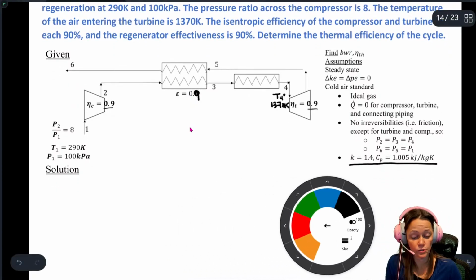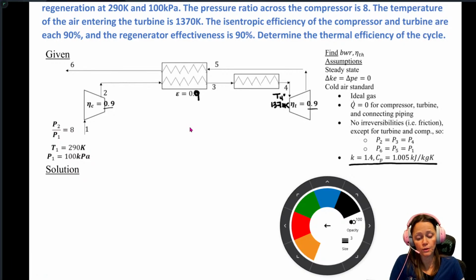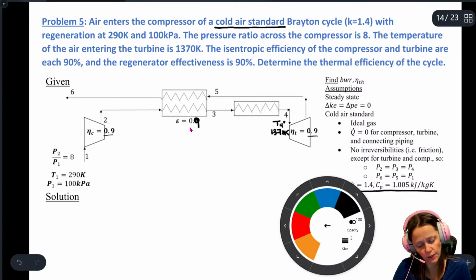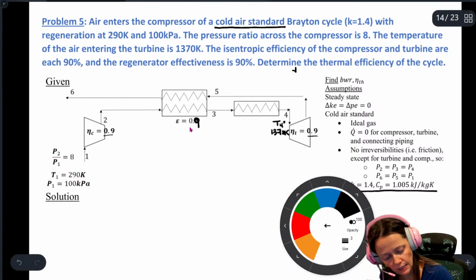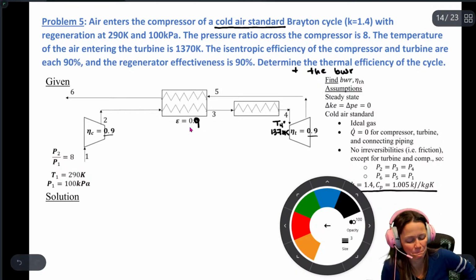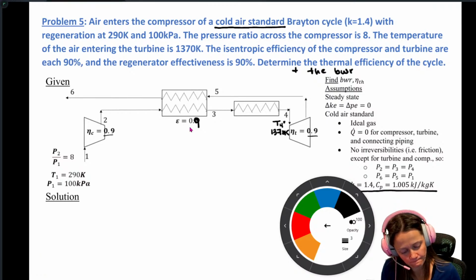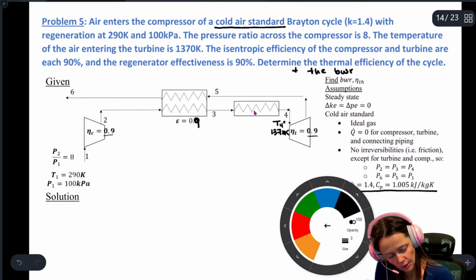So my solution. The first thing I need to do is find the back work ratio and the thermal efficiency. I don't even think it told me to find the back work ratio. Let's say the thermal efficiency and the back work ratio, because apparently I've got that on there. All right, so get our governing equations first.